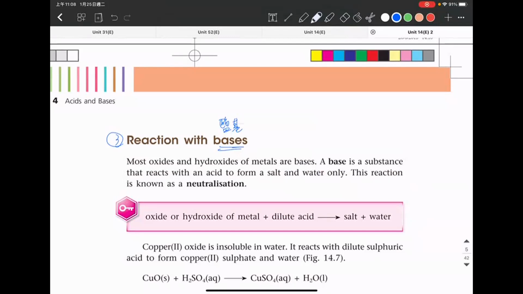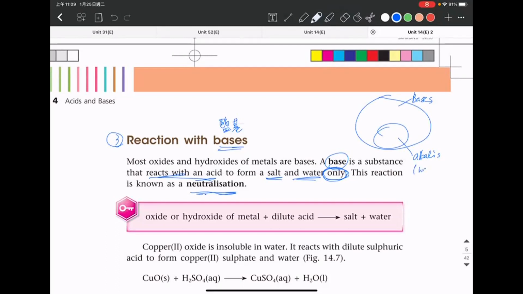So indeed, that is the definition of a base. It is a substance that reacts with acid to form salt and water only. Now underline the term only. This reaction is called neutralization, whether you call it a base or an alkali. Now, wait a minute, base and alkali, what is the difference? The base is just a bigger circle, while the alkali is a smaller circle. All alkalis are bases, but not all bases are alkalis.